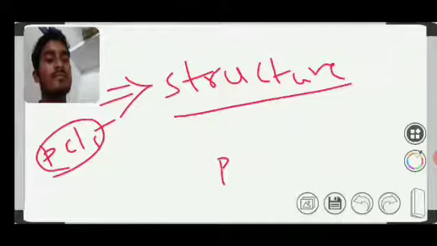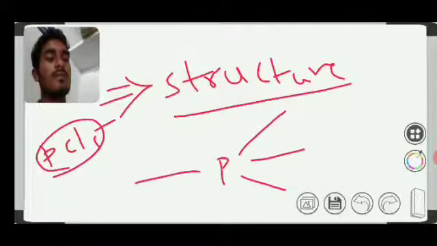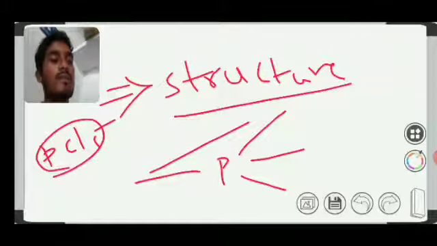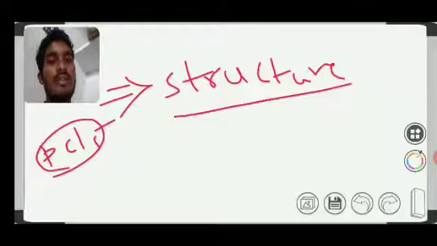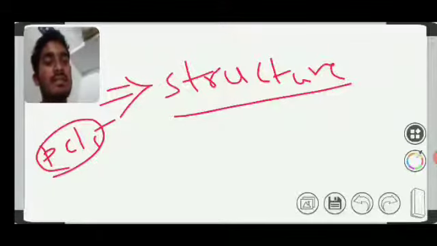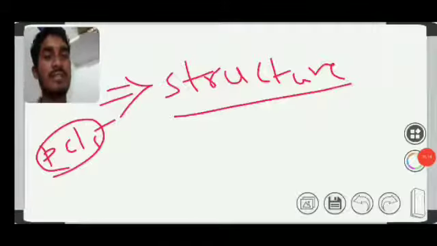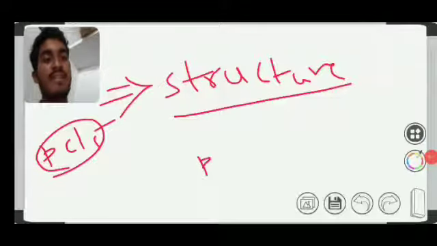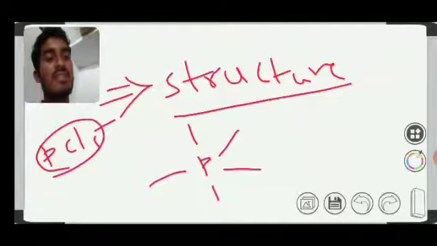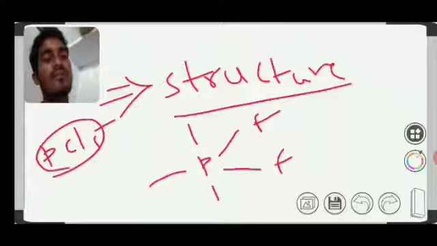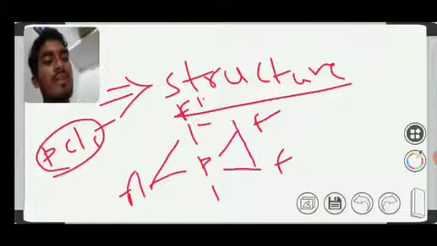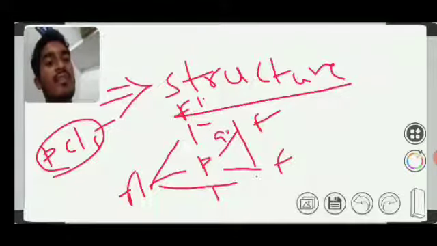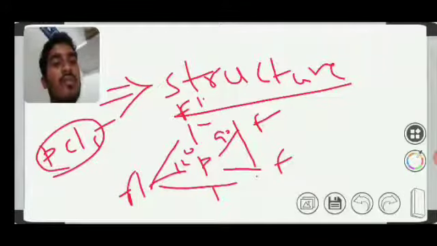The shape is trigonal bipyramidal, and the bond angles are 120 degrees and 90 degrees. Now the structure is PCl5, where phosphorus is the central atom, with 3 chlorines in the plane and bipyramidal means 2 more. In place of fluorine we put chlorine. This is trigonal bipyramidal, with bond angles of 90 and 120 degrees. This is the structure of PCl5.